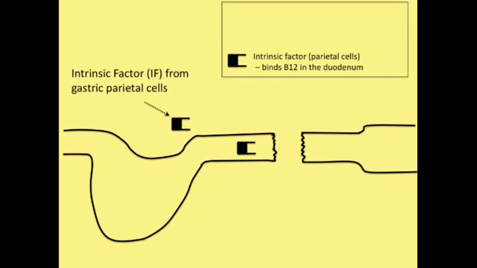And here we have intrinsic factor. This is a glycoprotein that binds to B12. And although it's produced in the stomach, intrinsic factor doesn't actually bind to B12 until the duodenum, when B12 is no longer bound to R protein. So remember, R protein is bound to B12 in the stomach.